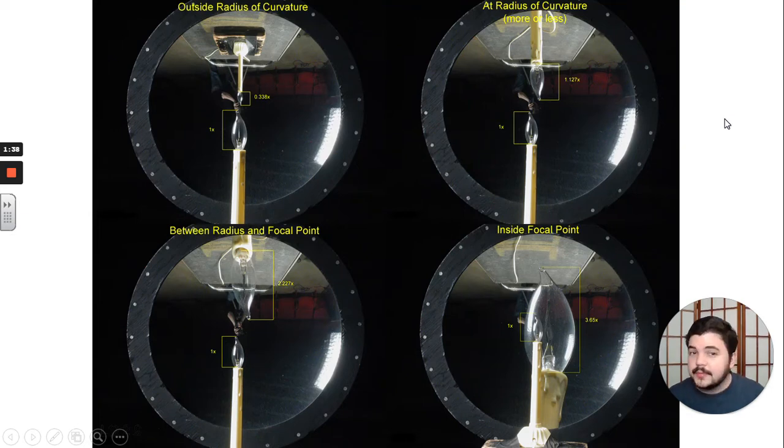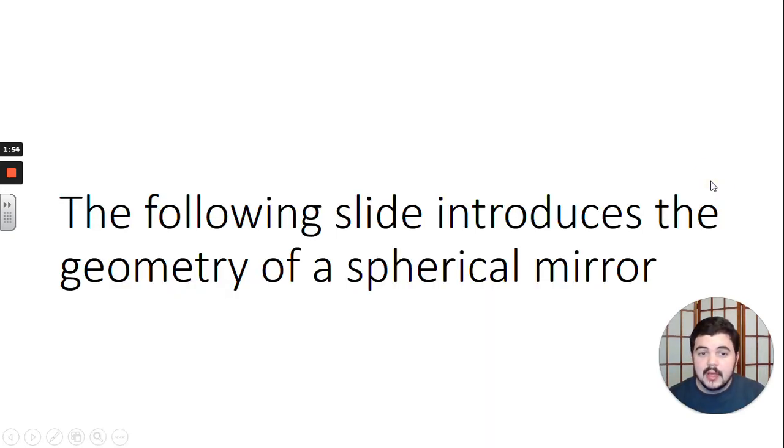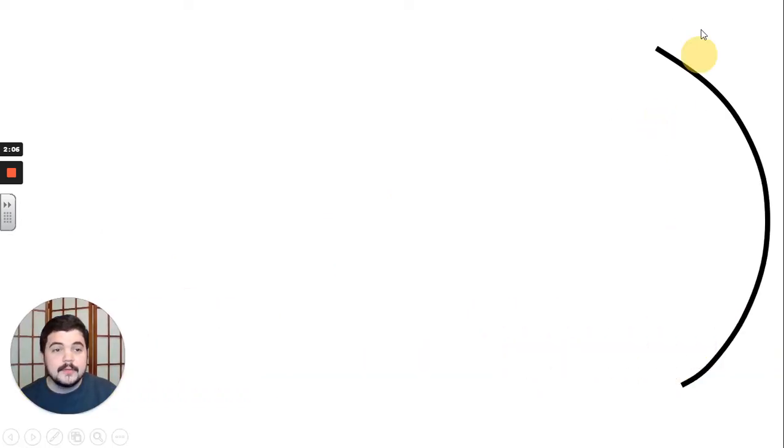More images here. We can see the same thing. Reduced image, magnified image, really magnified image. Some of these are inverted, upside down. Some of these are right side up. So let's talk about the geometry behind what's happening. This is going to be a short introduction to the geometry, and then we'll hit the details in the next video. So here we have a curved mirror.